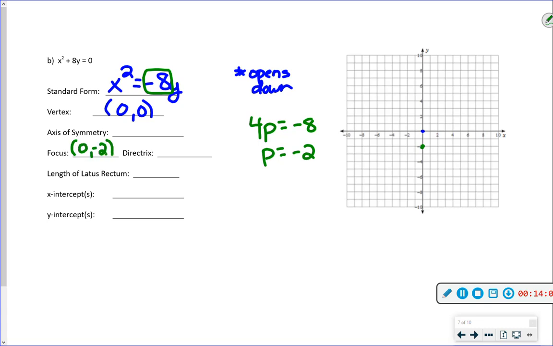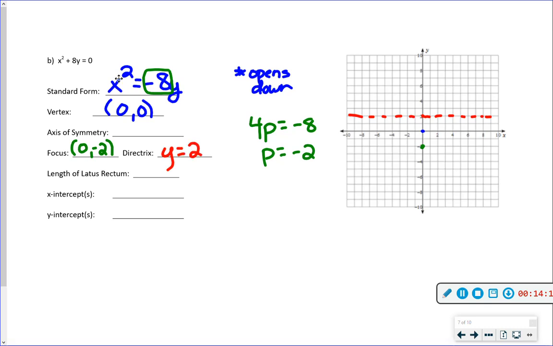Okay, directrix. I go the opposite of the focus. So I went down 2 for the focus. I'm going to go up 2 for the directrix. And that's that horizontal line. So I'm going to put that as y equals 2.